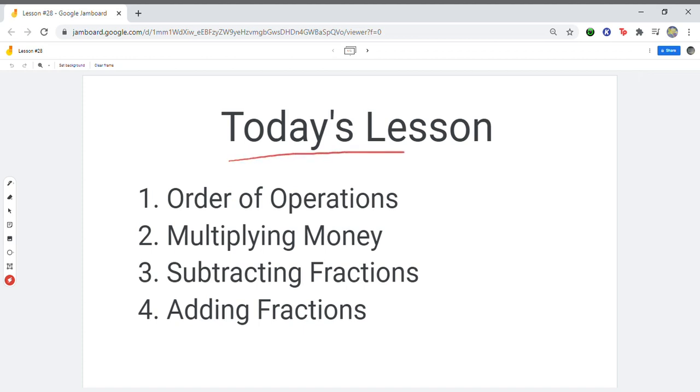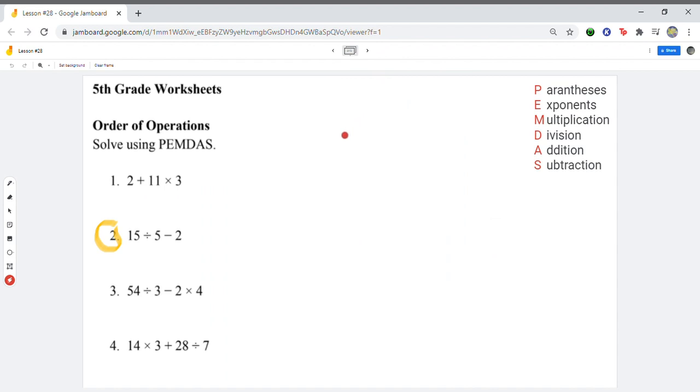Hello, 5th graders. Today we're going to go over order of operations, how to multiply money, how to subtract fractions, and how to add fractions. So for the first section we're going to go over is order of operations, and it says solve using PEMDAS.